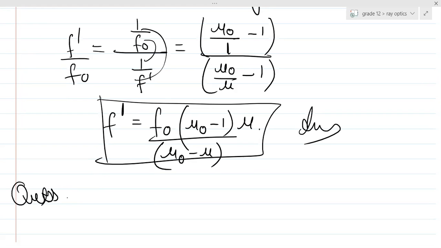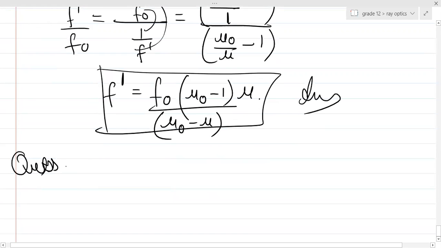Combination of lens will be here. Anyways, next question, guys. There is a lens which is placed in front of a spherical mirror. So see the question very carefully.